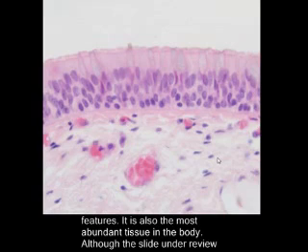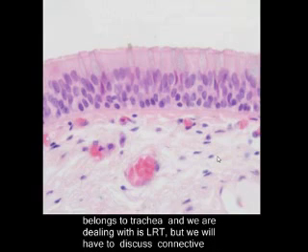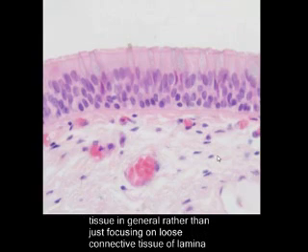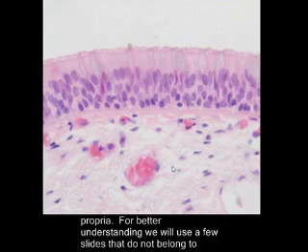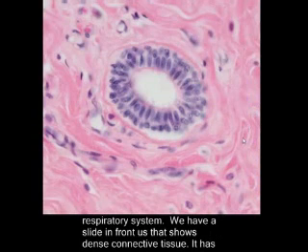Although the slide under review belongs to trachea and we are dealing with lower respiratory tract, we will have to discuss connective tissue in general rather than just focusing on loose connective tissue of lamina propria. For better understanding, we will use a few slides that do not belong to respiratory system. We have a slide in front of us that shows dense connective tissue rather than loose connective tissue.